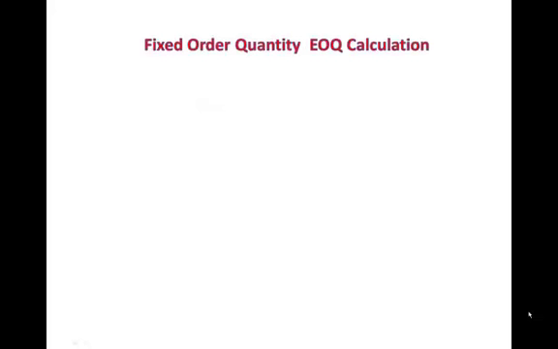With the fixed order quantity inventory system, we can calculate the very best order size, which is our economic order quantity. The information that we need to do this calculation consists of, firstly, we need to know the annual demand quantity. We are assuming that there is regular, consistent usage of this inventory item over the course of the year, and that we can calculate the annual demand for the item.